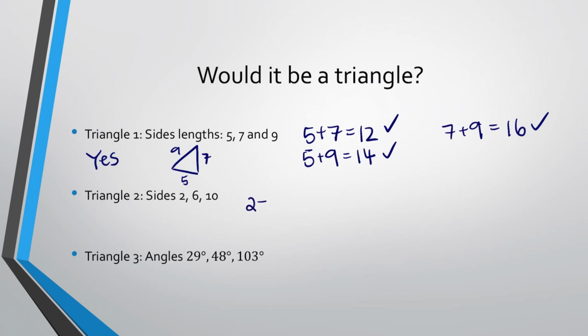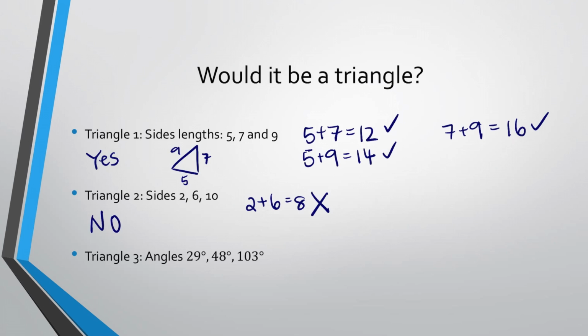Triangle 2, let's try again. So we have 2 plus 6, that's equal to 8. Wait a minute, 8 is less than 10. This does not work because it fails the triangle inequality theorem. You cannot have two sides added and have it be less than the third side. It has to be greater than the third side.